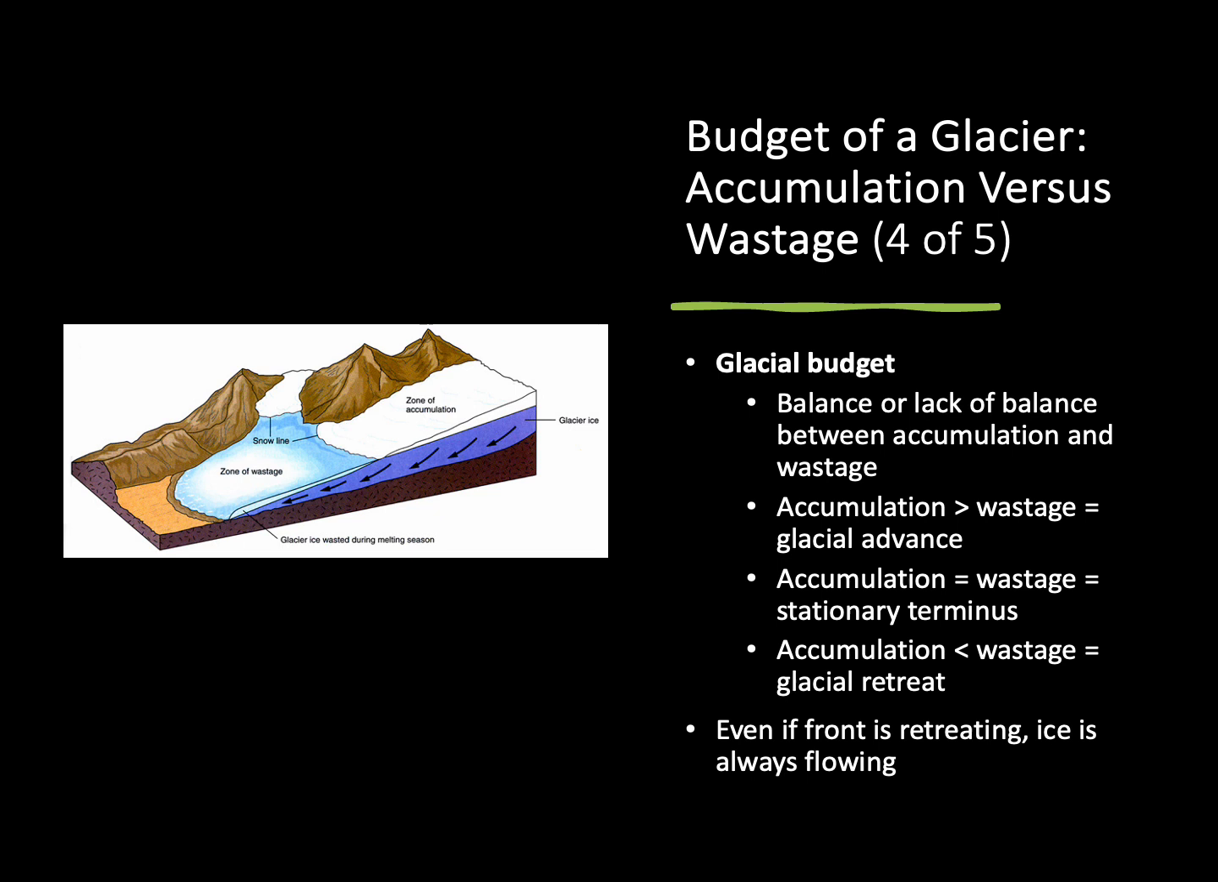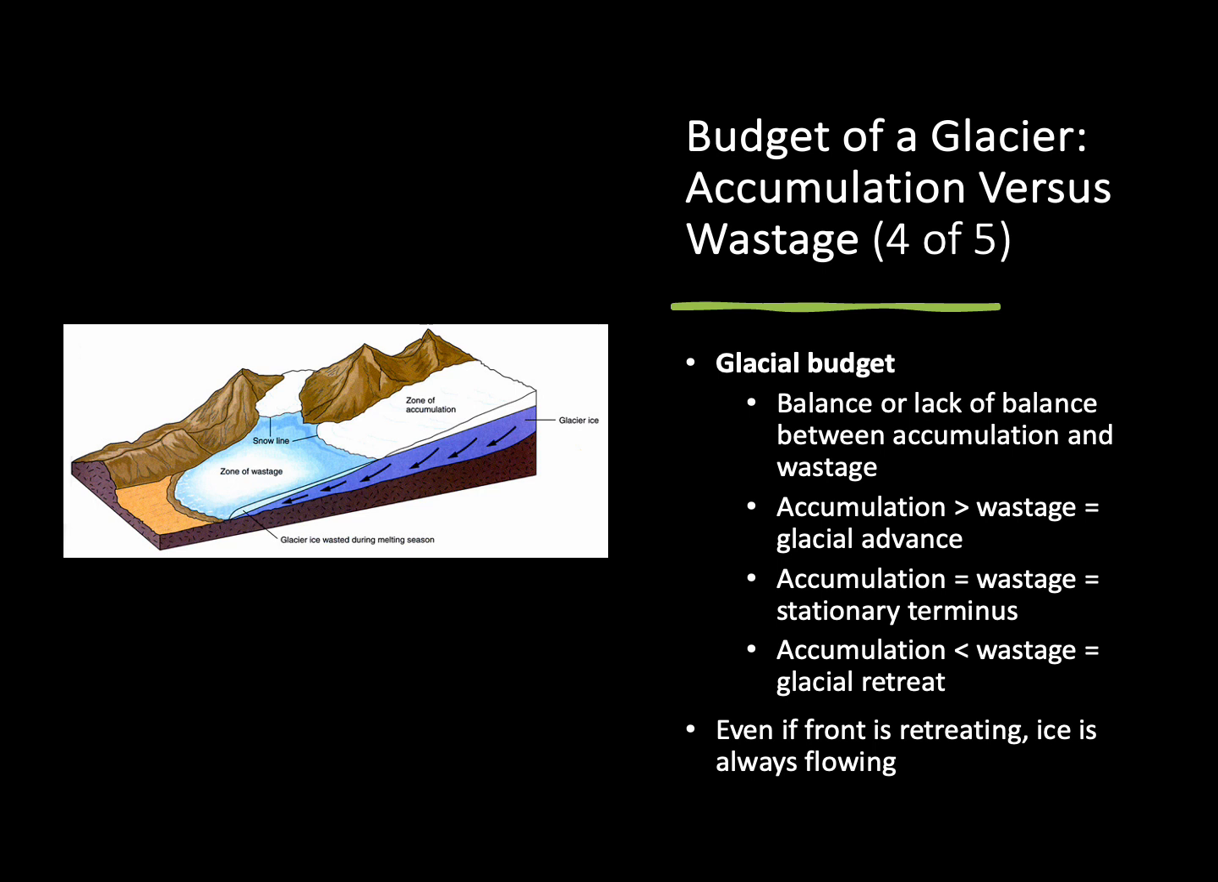But unfortunately, what we're seeing worldwide right now due to climate change is that we have a lot more wastage than what we have of accumulation. We're having more ice melting than we're having ice accumulate. And this is leading to glacial retreat. We're going to see that the glaciers are retreating, they're melting and becoming smaller in size.